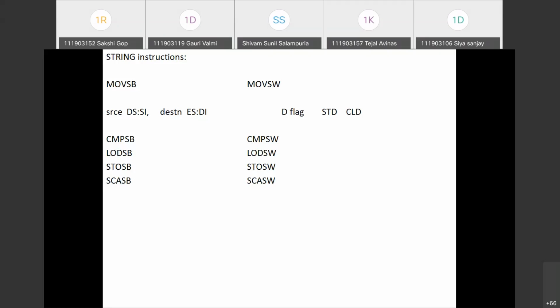Actually, sir, there is a funeral going on. My grandmother passed away. Sorry. 151. Yes, sir. Present. Yesterday, last lecture, I wasn't present, sir. 152, Sakshi Raj. 152, Sakshi.